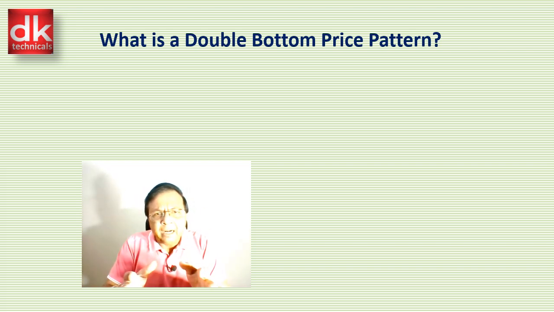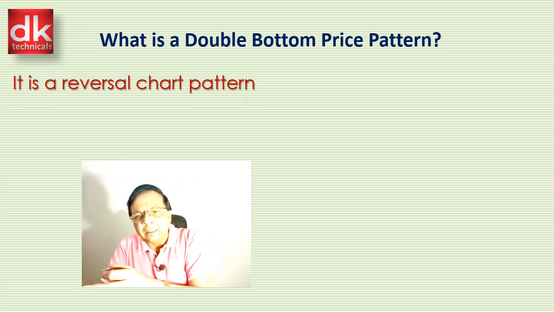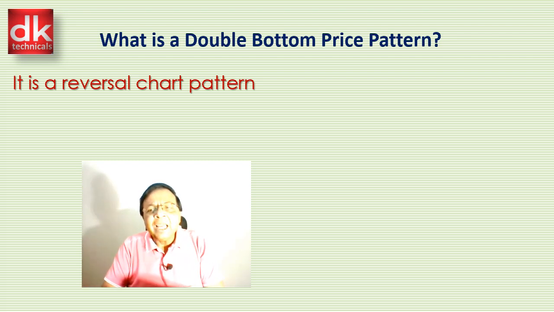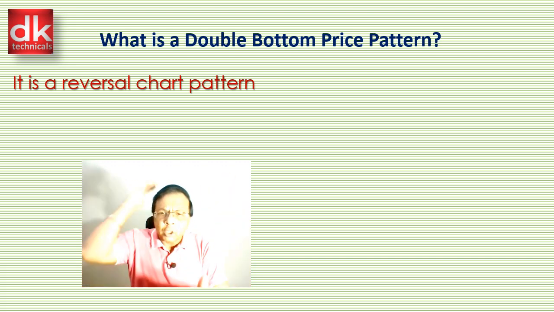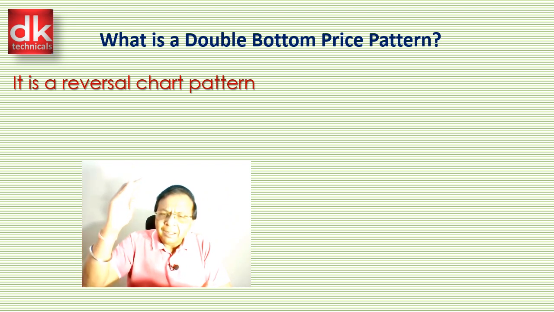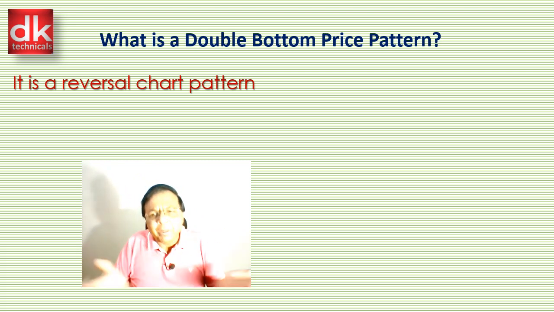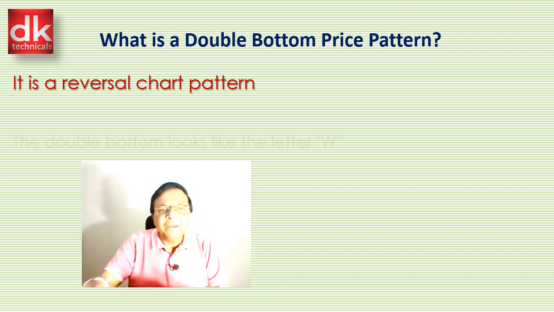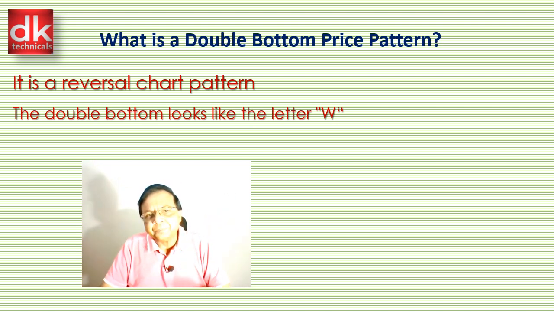So let us understand double bottom. Double bottom is a reversal chart pattern. To be very precise, it is a bullish reversal chart pattern. In the last episode, we covered double top, where the exhaustion was at the top, which appeared in the distribution phase after an uptrending market. But in this case, it is appearing in the accumulation phase after a downtrending market. And friends, the double bottom looks like a W shape.